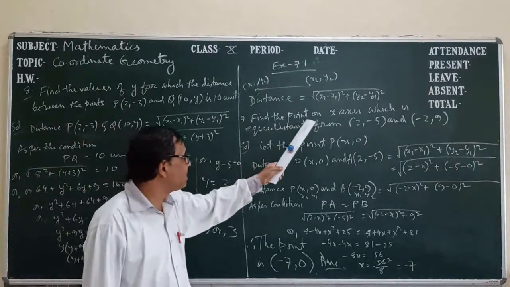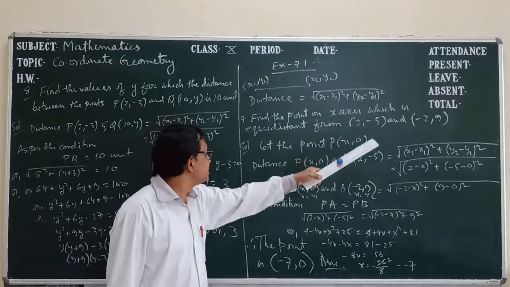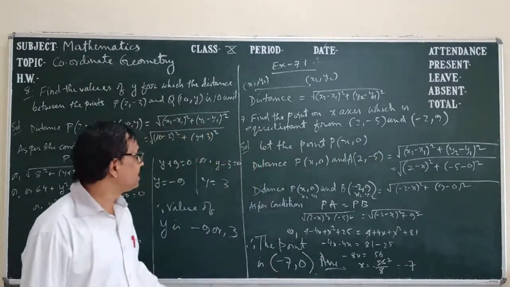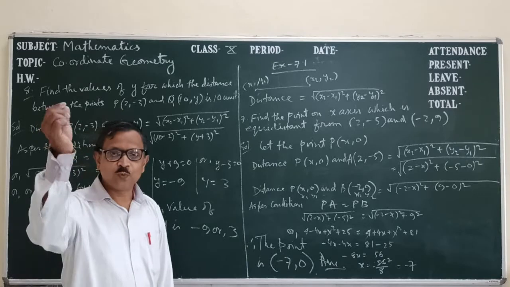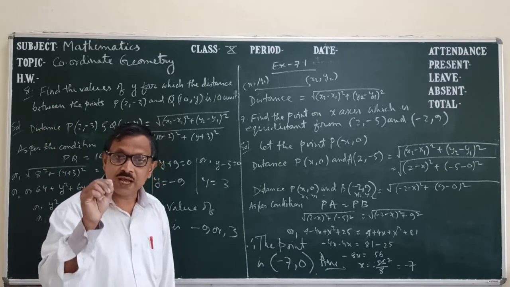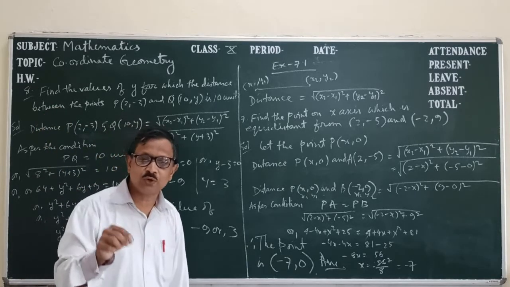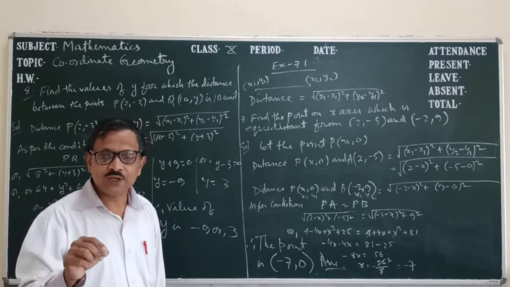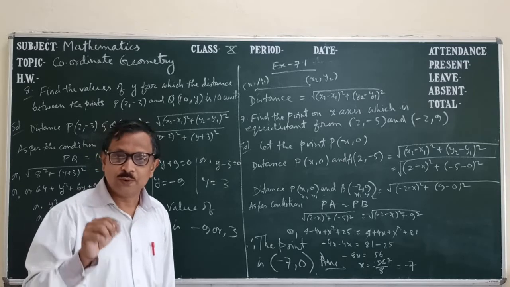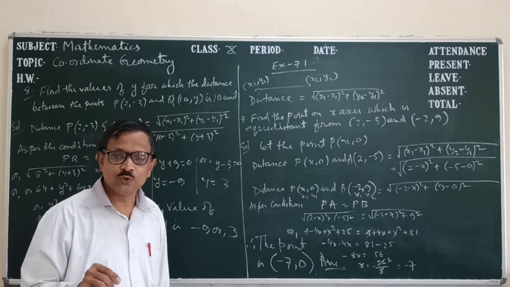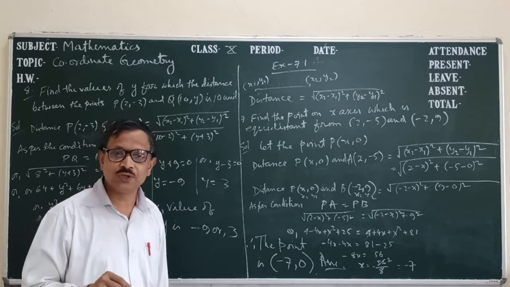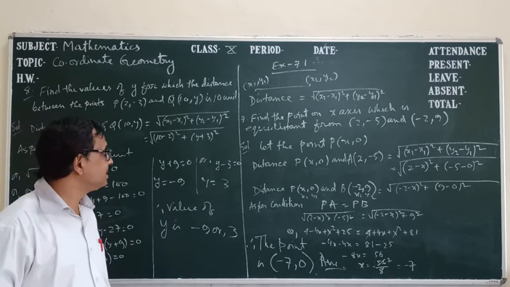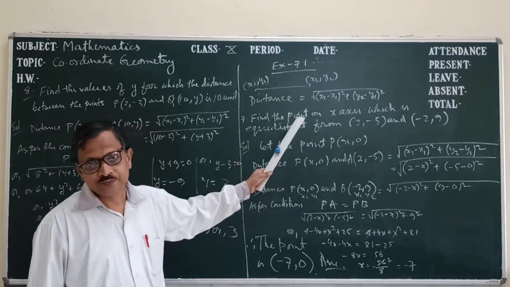Question number 7. Find the point on the x-axis which is equidistant from this point and this point. So, what we have to find? A point which is lying on the x-axis. The point which lies on the x-axis always has y value 0. For example, a point on the x-axis is like 30, 40, 70, minus 40, minus 20. That means the y value should be 0. Only on that condition can we say that the point lies on the x-axis.